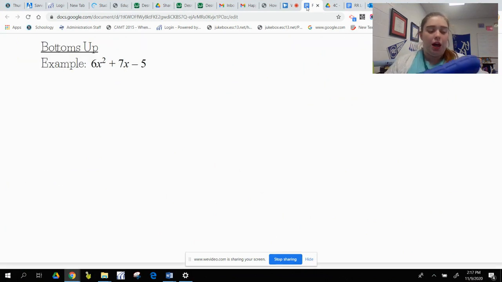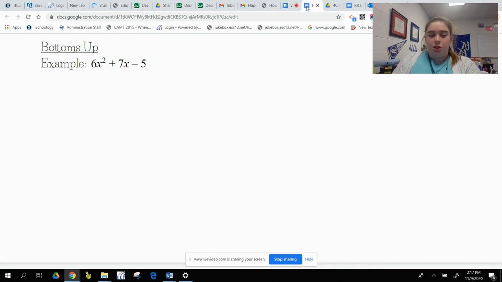All right, so now we're looking at the next method for factoring a trinomial with a leading coefficient other than 1. This is the bottoms up method. You can see that we have the same exact problem as the last one, so we should get the same answer. We're just trying out this different method on it, so you can see that whatever method you use, you're going to get the same answer if it's the same polynomial.